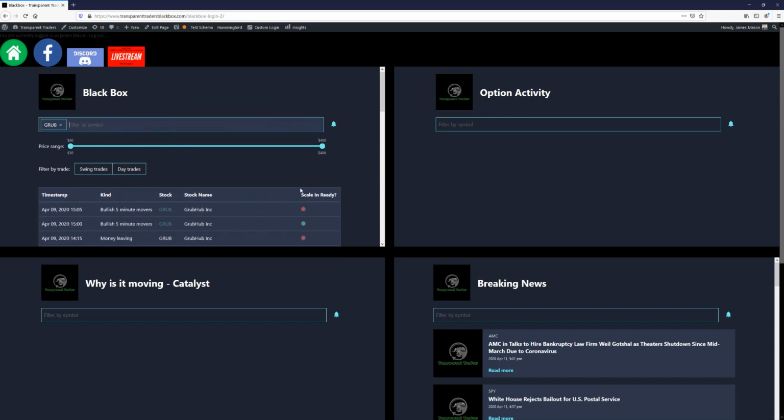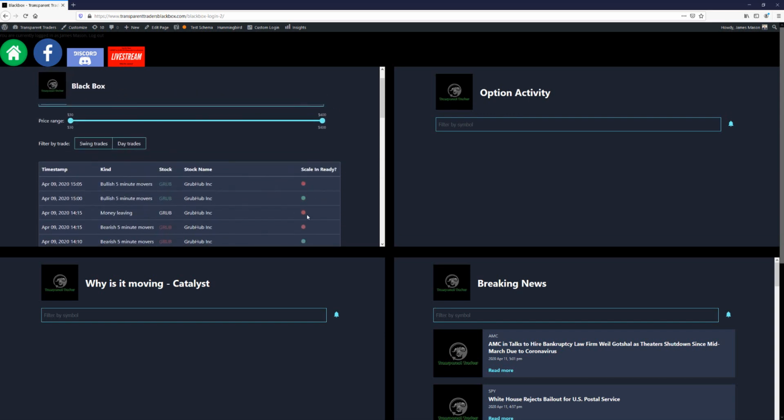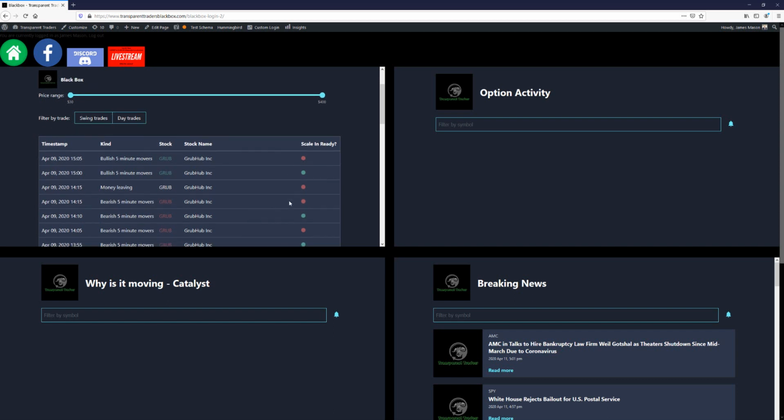And if you see these little lights right here, this scale-in ready, I have a video just for this that explains this. This scale in ready is only for swing trades. It's irrelevant for the day trades.